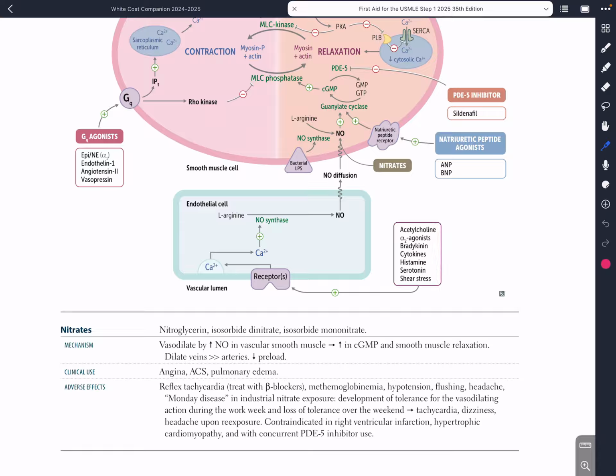Let's dive into individual drugs. Also, nitrates are a class of drug that acts on nitric oxide. L-arginine positively stimulates nitric oxide. And then Gq agonists. Gq agonists are epinephrine and norepinephrine, which act on the alpha-1 receptor, and then endothelin 1 receptor agonists, angiotensin 2, and vasopressin. Again, Gq agonists are four classes of drugs: epinephrine, norepinephrine, endothelin 1 receptor agonists, and angiotensin 2 and vasopressin.